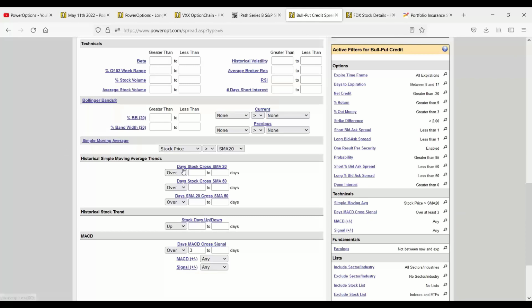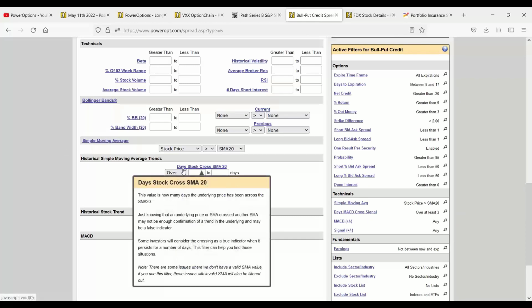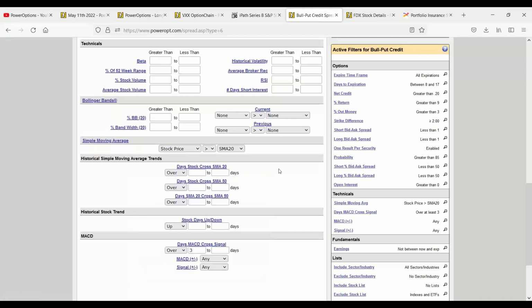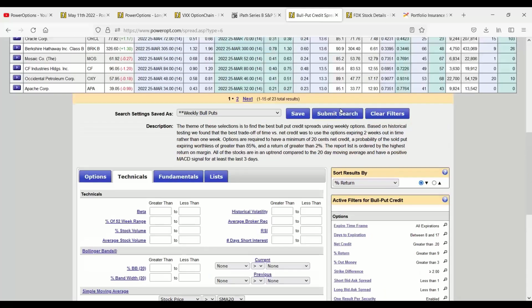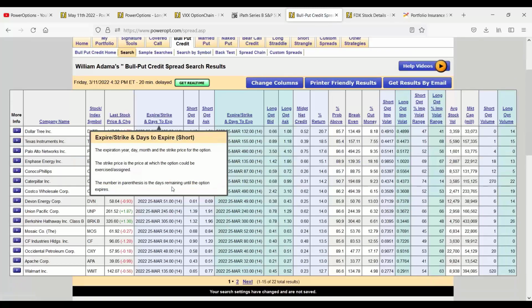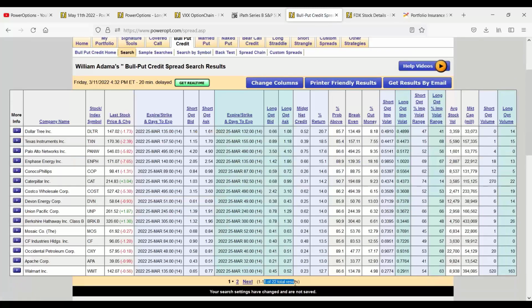You see here down below in the technicals and the historical moving trend, we have the number of days the stock crossed the SMA 20. Let's say I wanted to make sure it was at least 3 days above the SMA 20. It's been over for at least 3 days in that case, and I have 22 results. Dollar Tree, Texas Instruments, Palo Alto, Enphase. So we lost one somewhere in this list, but not in the first 4 that came up.